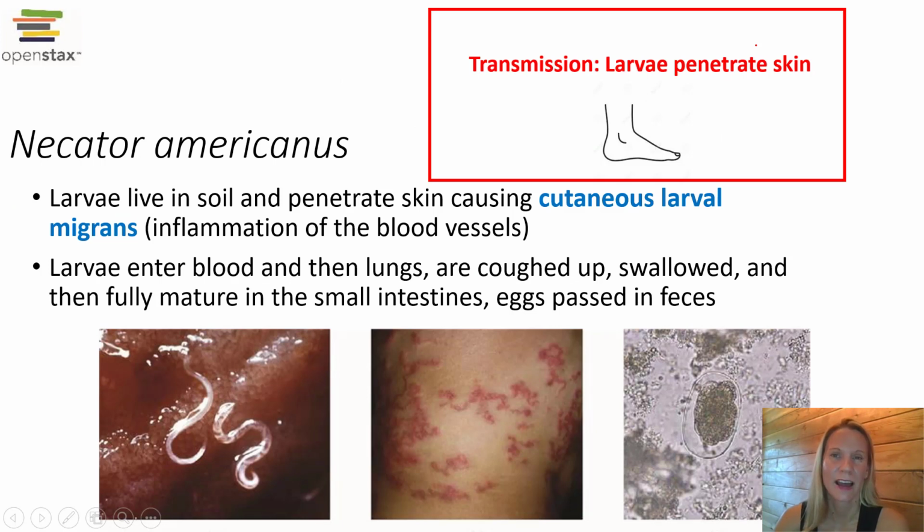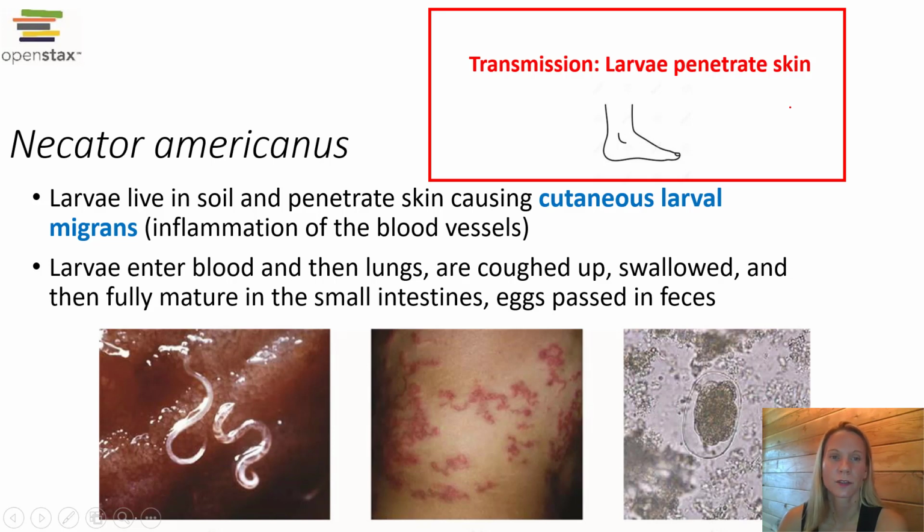Okay, now we're at our last category. And the last category of transmission is that the larvae penetrate the skin. So here I've got a foot. It doesn't have to be a foot, it can be anywhere. But usually what's happening with Necator is that people are walking barefoot in the streets. This is again more of a third world country problem, but in Central and South America, that's where it gets its name, Americanus.